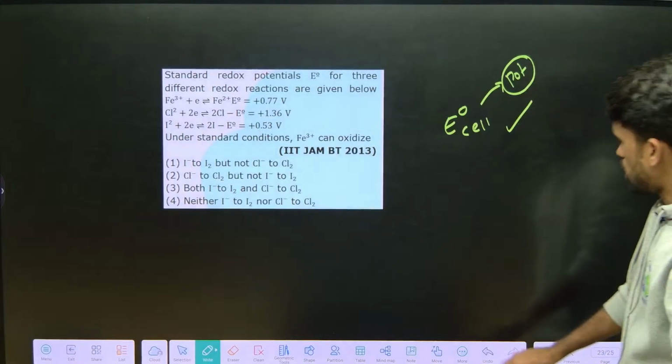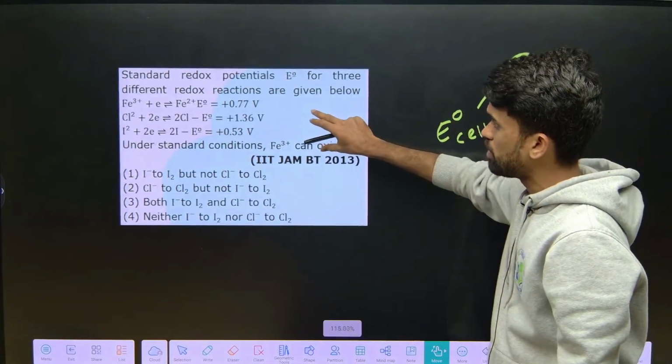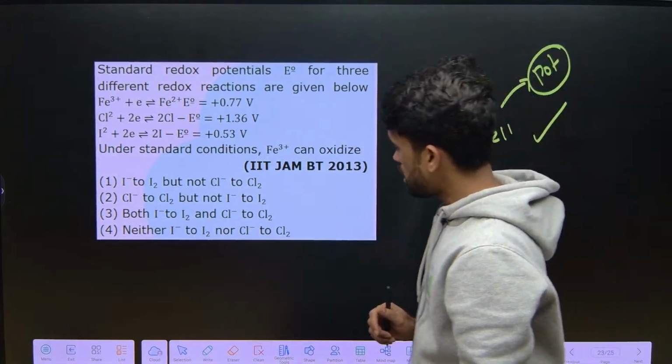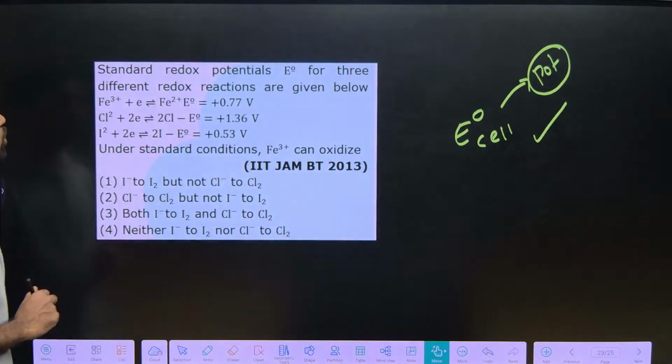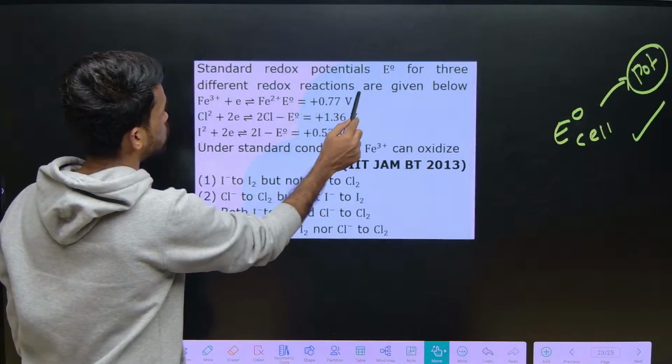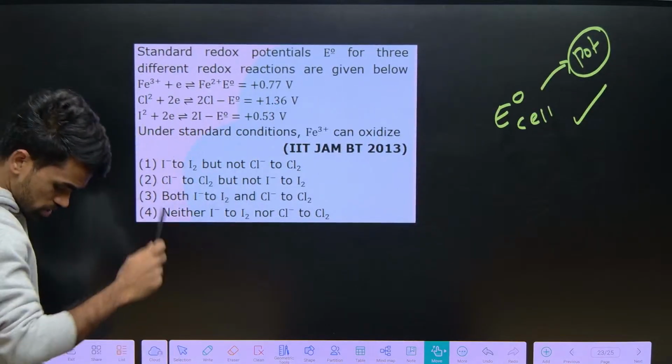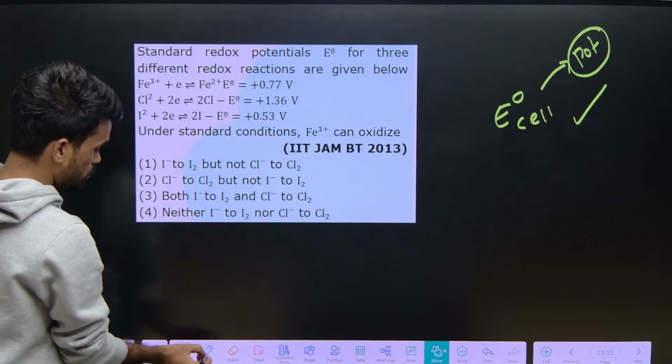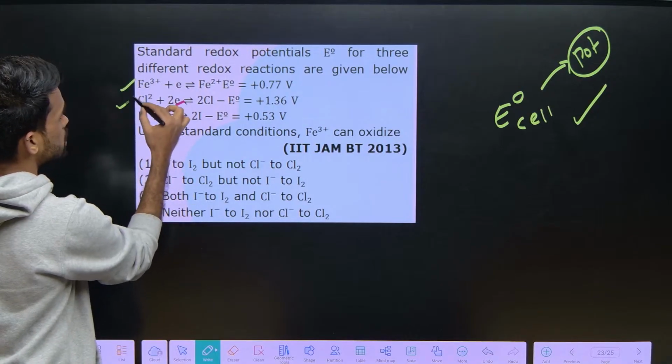Look at this, one more question from our discussion, based on whatever we discussed. Read the statement once. Standard reduction potentials for 3 different redox reactions are given below. For 3 different reactions they have mentioned reduction potentials. It means all these reactions are redox reactions only.